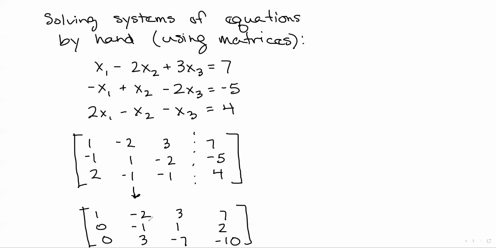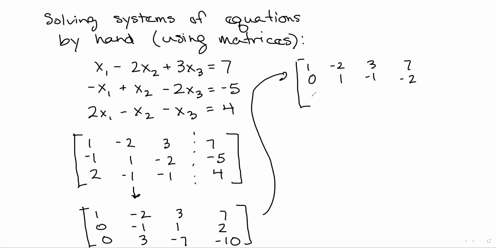and zeros beneath it. So next we want to go to the second column here, and then we want to get a 1 on the diagonal. So to do that, you're going to take this second row and you're going to multiply it by -1. Got 1, -2, 3, and 7, 0, 1, -1, -2, and then 0, 3, -7, -10.